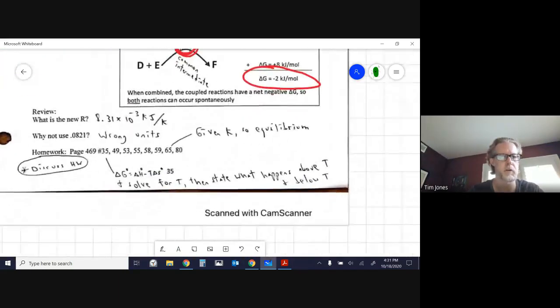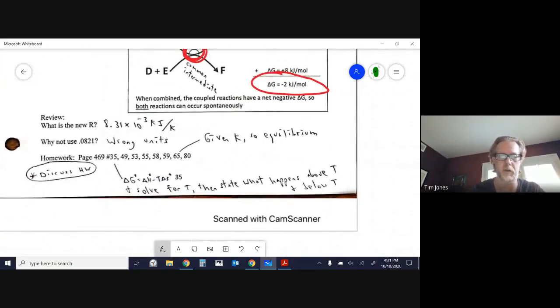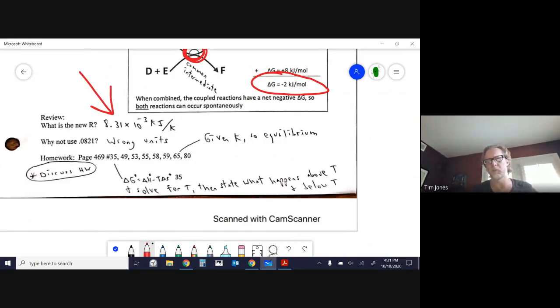Okay, a little review here. The main reason I bring up the new R is because we have a new R. So be careful. If it's a thermodynamic question, you want to use this R. If it's a gas law, then you want to use the old R. And I mentioned why not use 0.0821 because those units are wrong and it doesn't apply to what we're doing.